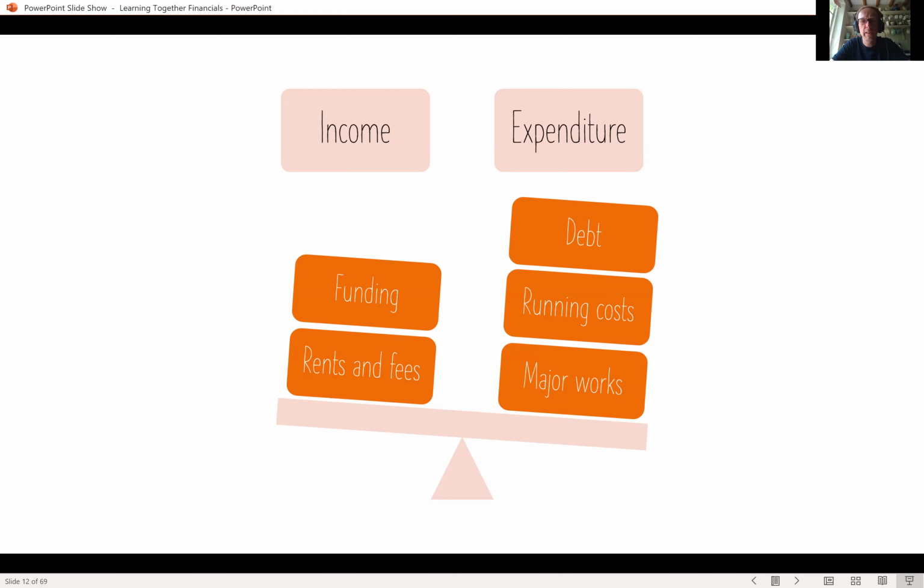And what you obviously don't want to do is let the expenditure run away with you so you become imbalanced against your income. And the expenditure can look like these three categories are quite big parts of it: debt or debt management, paying interest, running costs, maintenance, things like that. Major works is any kind of renovation work or big fixes that you're going to have to make on the project. And then income is through funding and rents and fees, which I've already talked about a little bit.